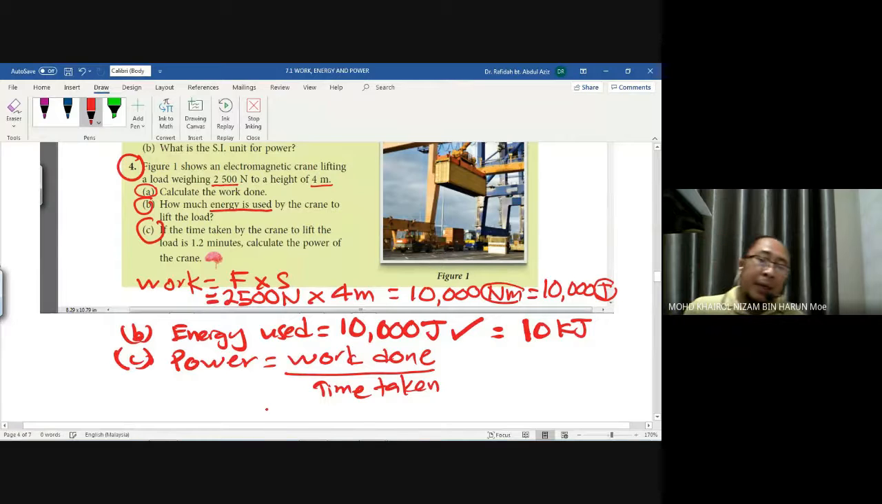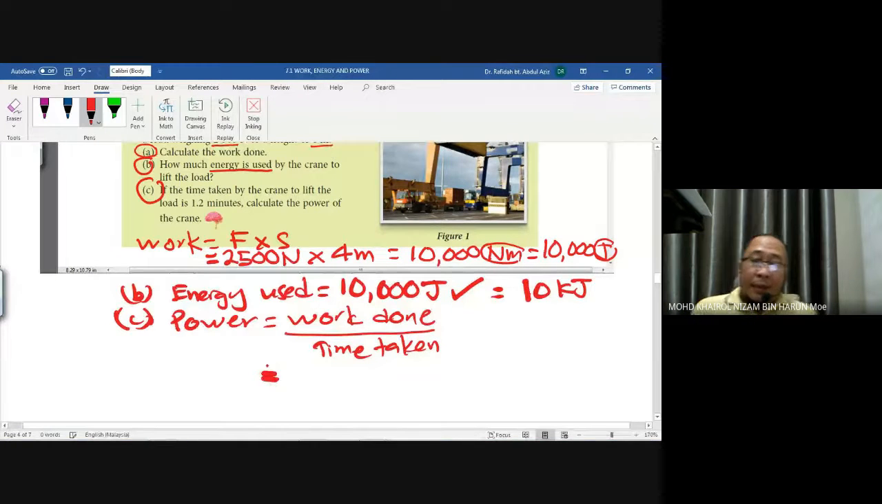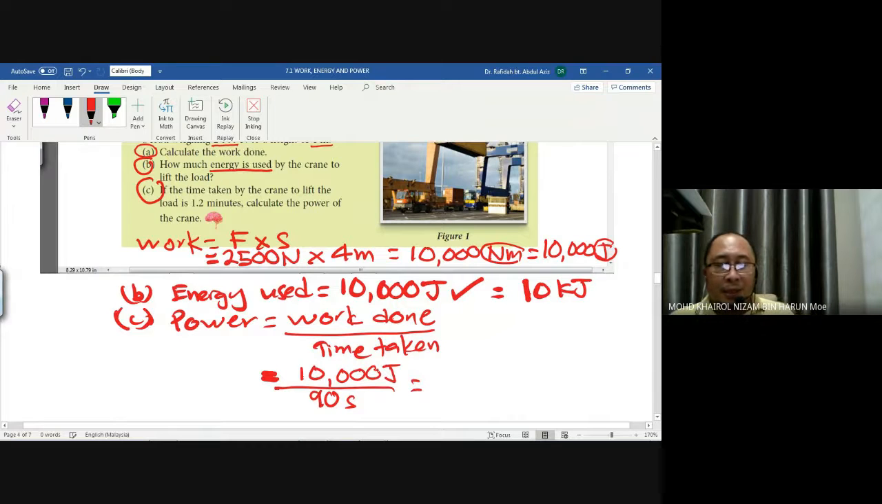By writing the formula every time you want to calculate anything, you can remember that formula. Very easy. So now work done has been calculated previously, 10,000 joule or Newton meter, divided by time taken. So time taken here is in minutes; we can convert to seconds, that is 90 seconds. So just calculate this one.